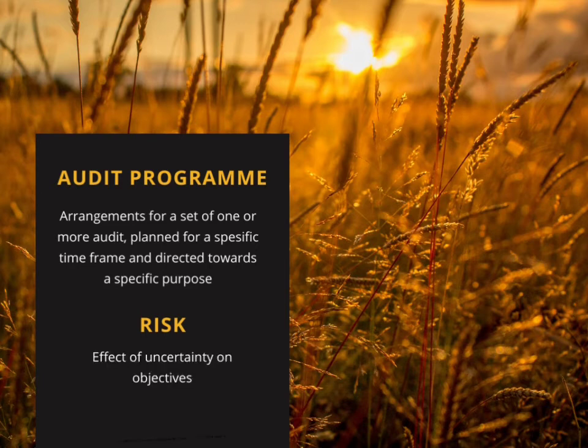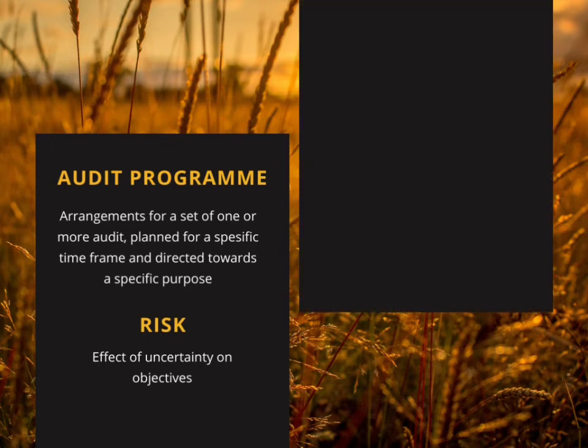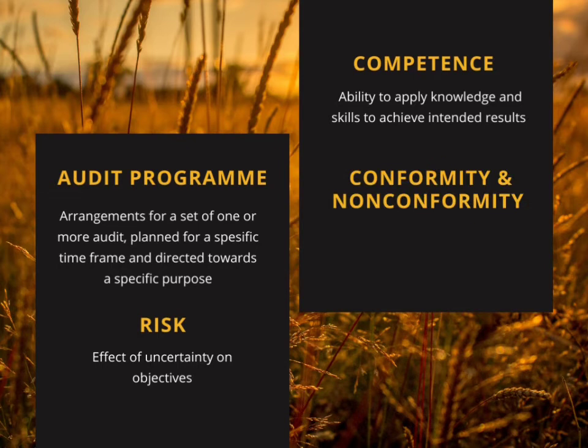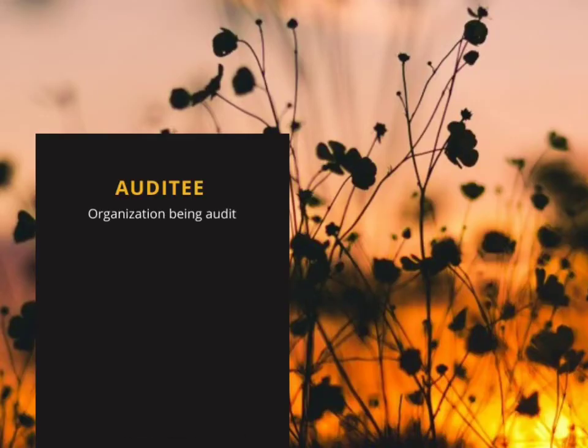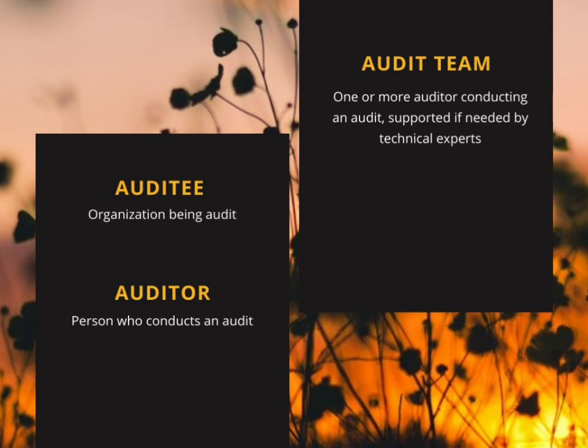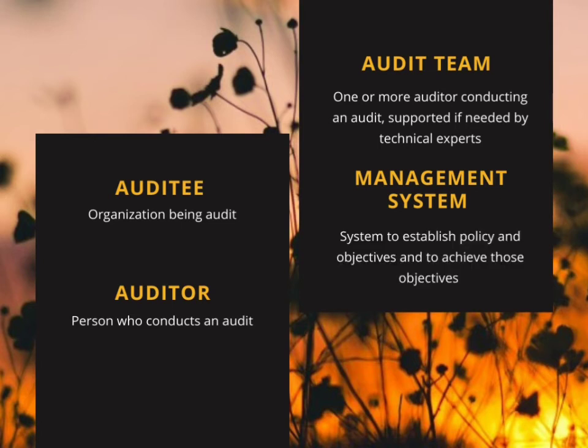Next, risk refers to the effect of uncertainty on objectives. Next, competence refers to the ability to apply knowledge and skills to achieve intended results. Next, conformity and non-conformity refer to the fulfillment of a requirement and non-fulfillment of a requirement. Move on to auditee, defined as the organization being audited. Auditor, defined as the person who conducts an audit. Last but not least is the audit team, referring to one or more auditors conducting an audit, supported if needed by technical experts. Finally, the management system refers to the system to establish policy and objectives and to achieve those objectives.